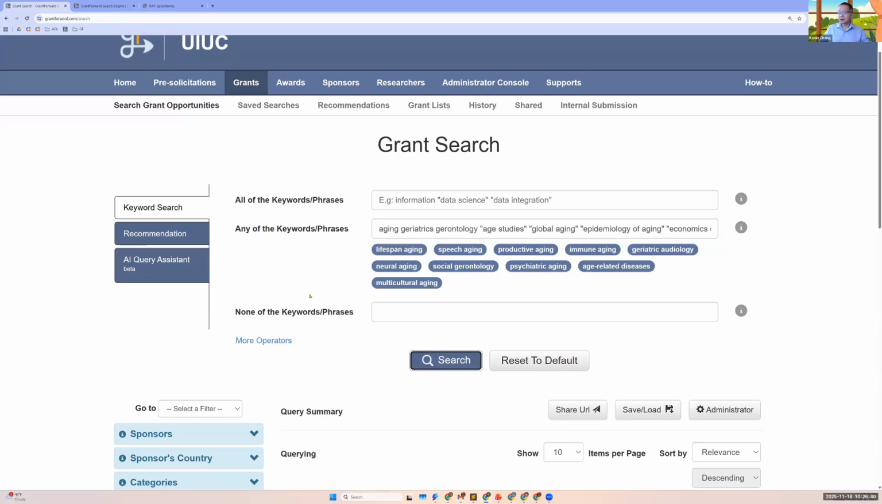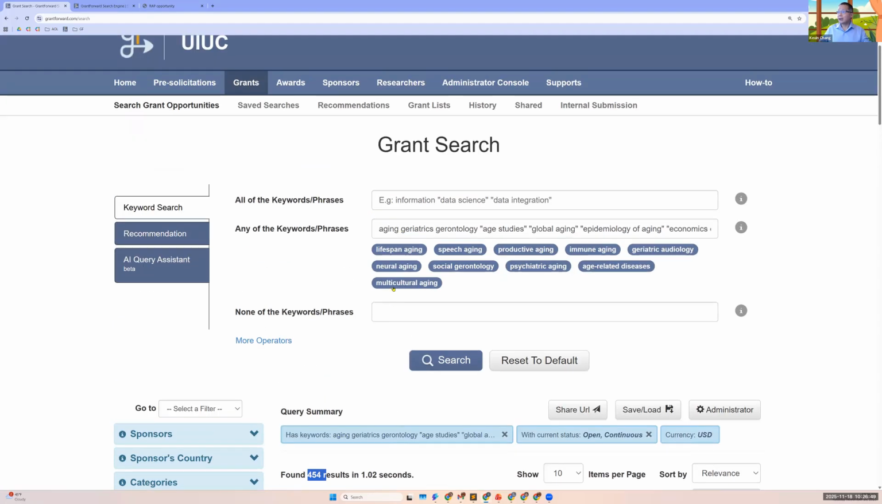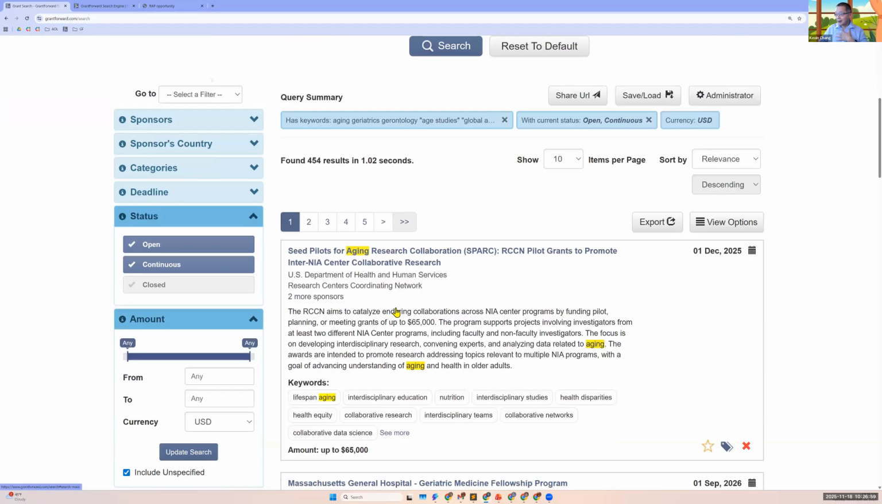If you click on search here, you see a lot more. Not only 68 now, it's now eight times more. You can keep adding keywords as long as they are relevant. The neural aging, I don't know what this means, but it looks interesting. Speech aging, social gerontology. My vocabulary is expanding here.